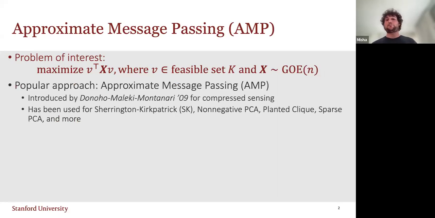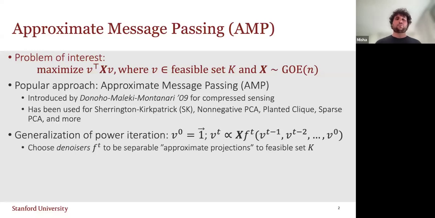A very popular approach for this over the past 15 years or so has been approximate message passing, or AMP. This was introduced by Donoho, Maleki, and Montanari in 2009 for compressed sensing applications. It's been used for many others, some of which we'll discuss later, including the Sherrington-Kirkpatrick model, which was a recent development, and non-negative PCA, planted clique, sparse PCA, and many other things.